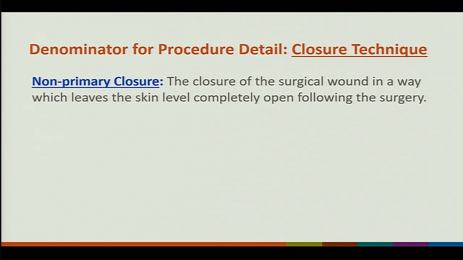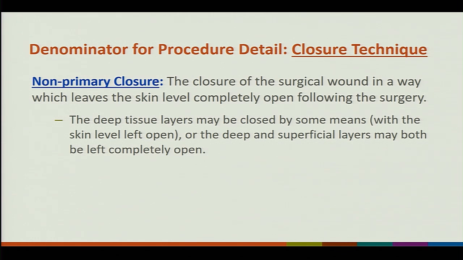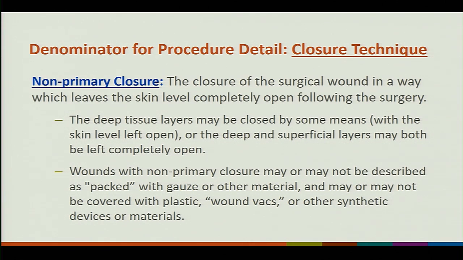There is also a non-primary closure definition, and this we define as the closure of the surgical wound in a way which leaves the skin left completely open following the surgery. The deep tissue layers may be closed by some means, with the skin left completely open, or the deep and superficial layers may actually both be left completely open. Wounds that have non-primary closure may or may not be described as packed with gauze or other material, or may not be covered with plastic, wound vacs, or other synthetic devices or materials.